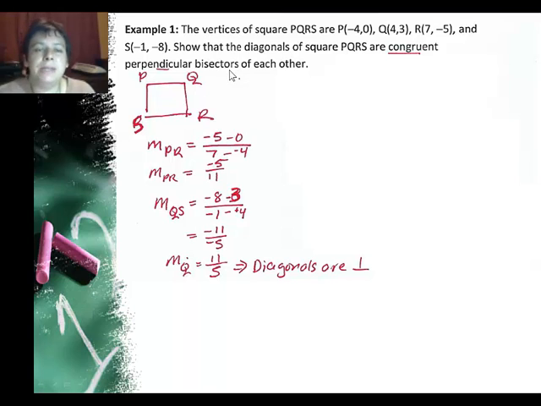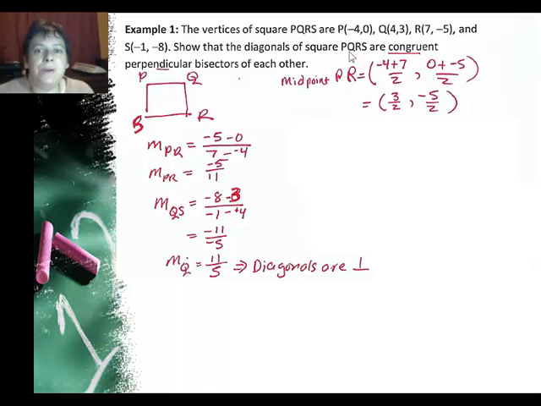How do we know they're bisectors? I decided to go ahead and use the midpoint. So if I find the midpoint of PR, I just use the two endpoints and average them to get the midpoint, 3/2 and -5/2. It's not necessary to change these to mixed numbers. I'm just trying to compare to see if they're equal. Now I'm going to find the midpoint of QS.